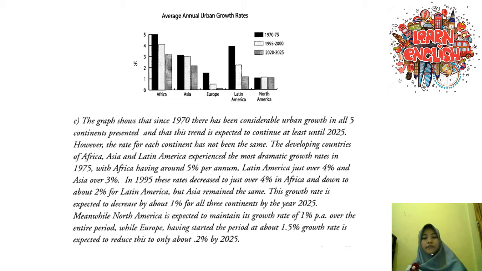Okay, so if you compare this third paragraph with the 2 previous ones, it gives us a really good description, and this paragraph also uses various expressions in it. It starts from stating the urban growth in all 5 continents, and then it tells us what happens in developing countries, and then how the urban growth develops in these developing countries, or developing continents in this case.